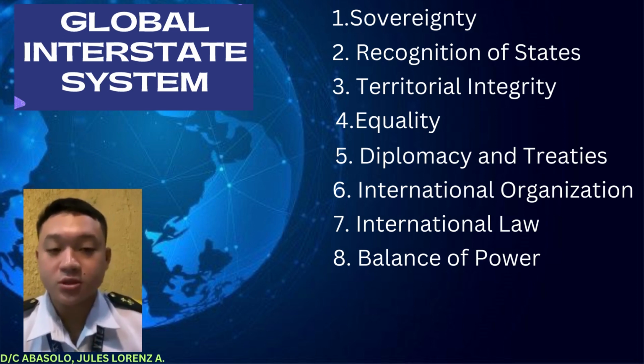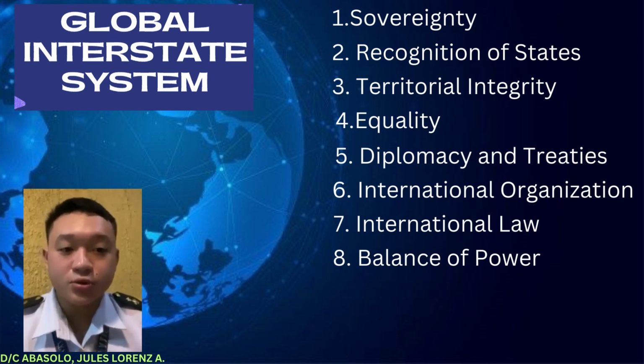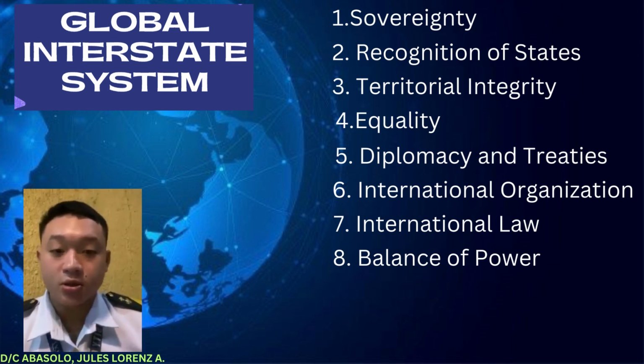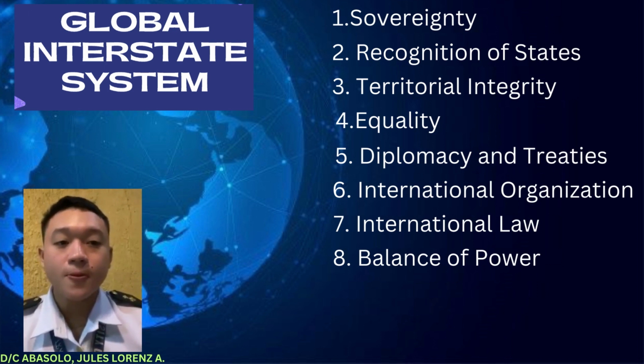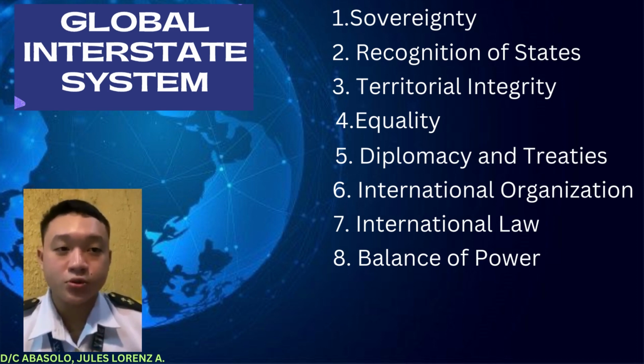Number two is recognition of states. States within the global system are recognized as legal entities by other states. Recognition allows them to engage in diplomatic relations, enter into treaties, and participate in international organizations. Number three is territorial integrity. The global system upholds the principle of territorial integrity, which means the borders of states are inviolable. States are expected to respect each other's borders and not to use force to change them.